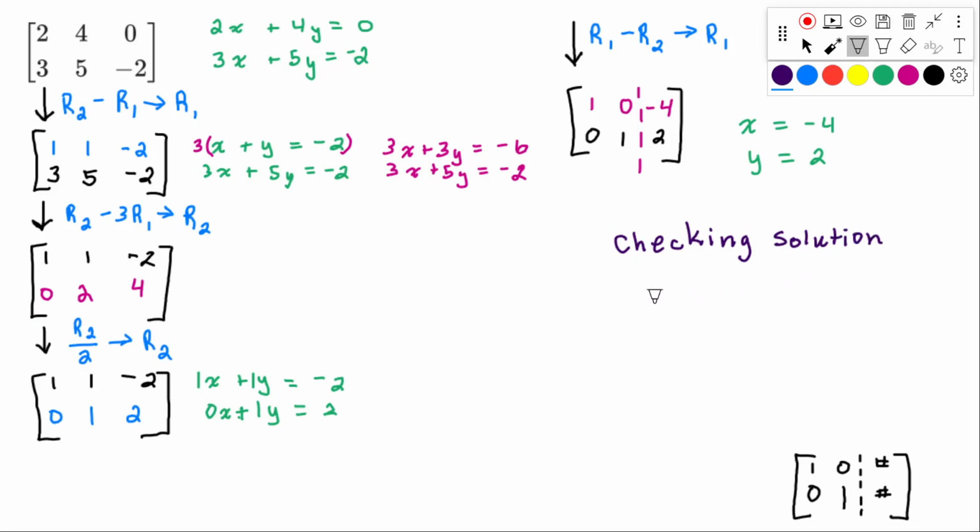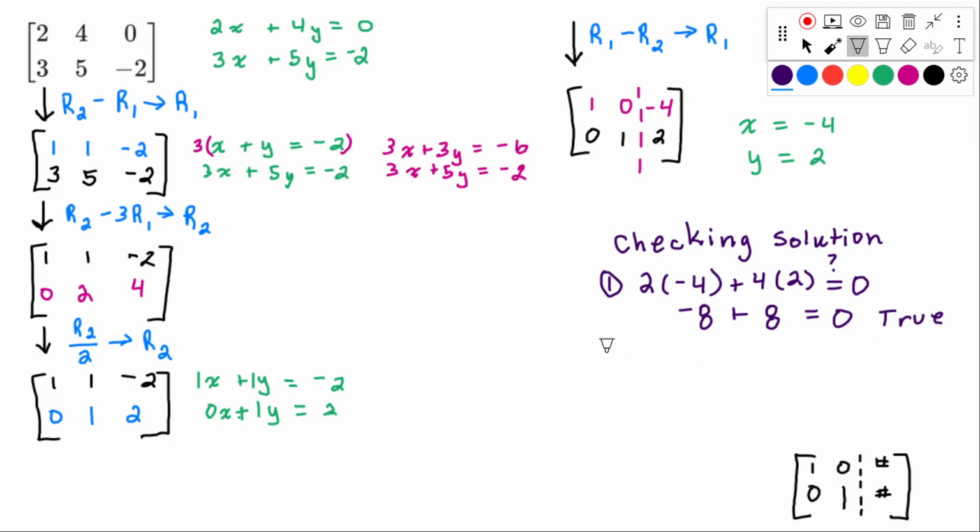So x is negative 4, y is 2, so I should be able to check in each of the equations. So I'm going to check in the first one, 2 times negative 4 plus 4 times 2, and what I want to know is, does that equal 0? Well, 2 times negative 4 is negative 8, 4 times 2 is 8, and when I add 8 to negative 8, I do get 0. That's true.